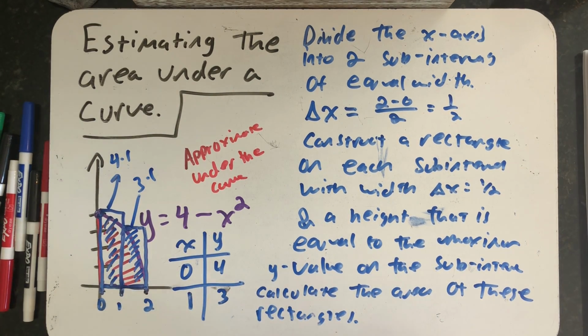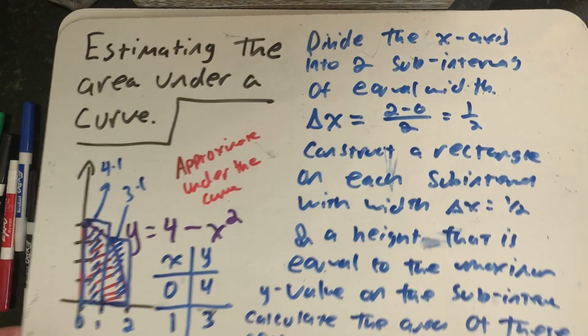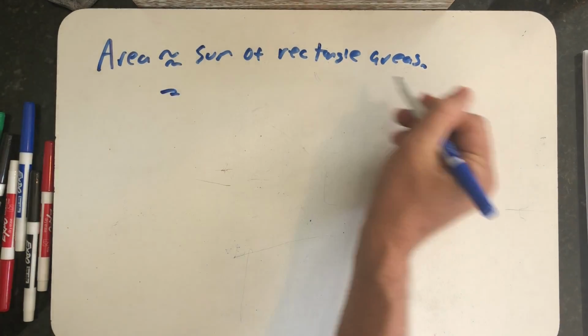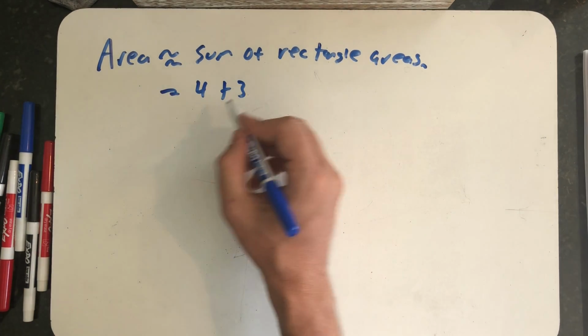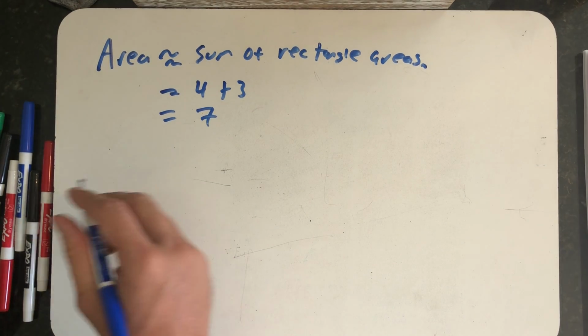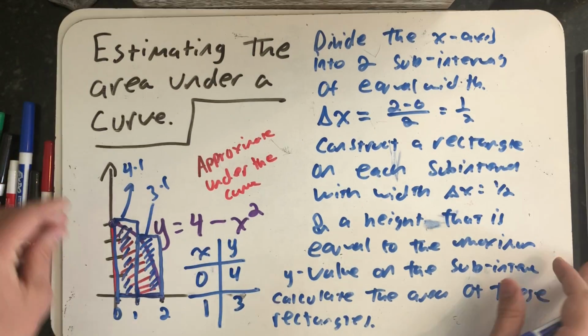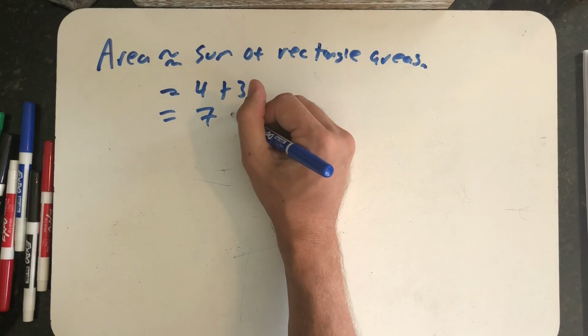And what I really have is a function value, a y value, times that delta x. So the sum of these rectangles, well, that's just 4 plus 3 is 7. So here in my first approximation, I would approximate this red area that I had originally drawn to be about 7 square units.